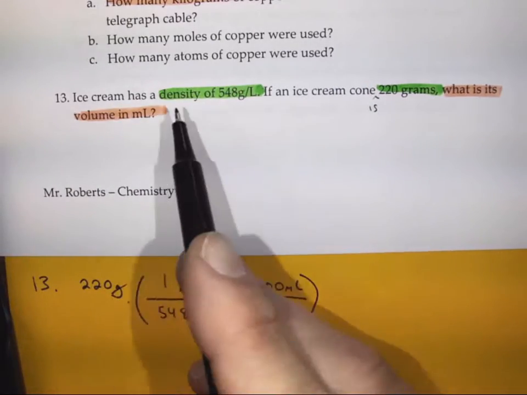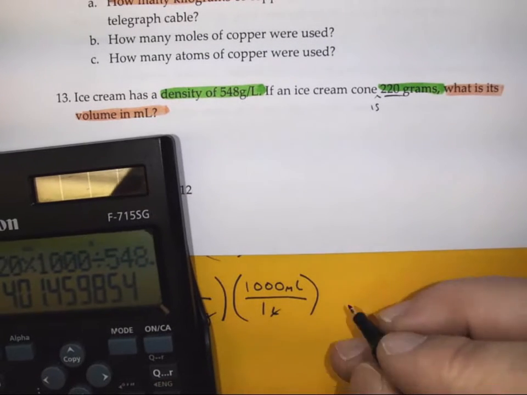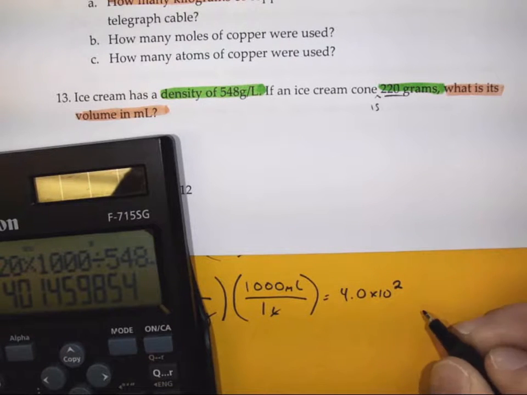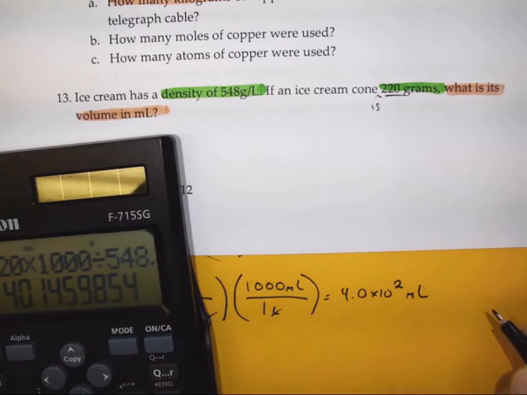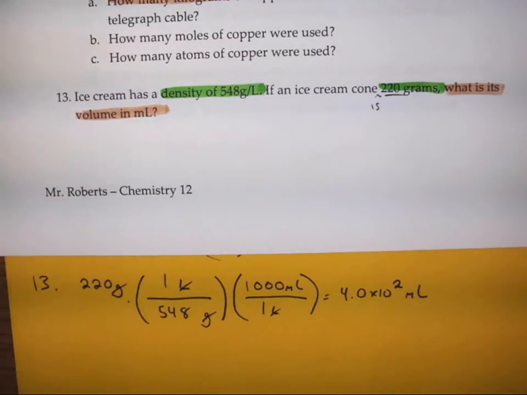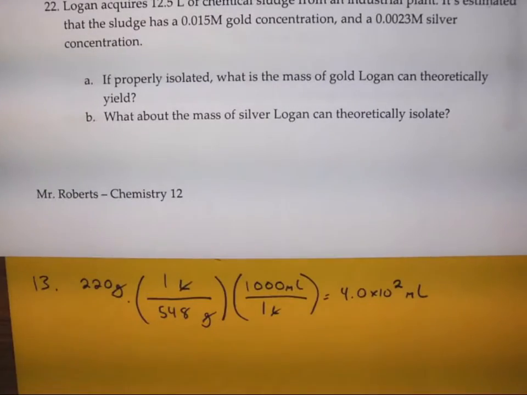How many sig figs should I have? Looks like only 2. So I'll call that 4.0 times 10 to the 2 milliliters of ice cream. Okay. So let's move on to question 14.